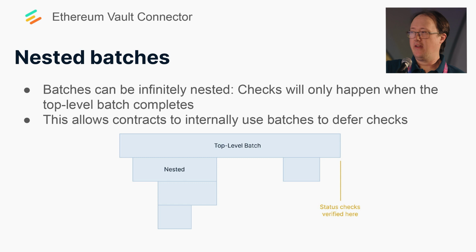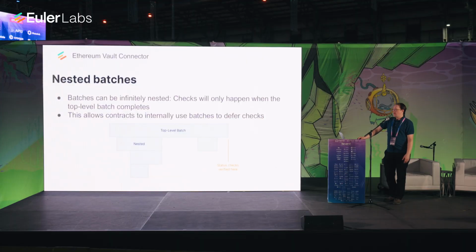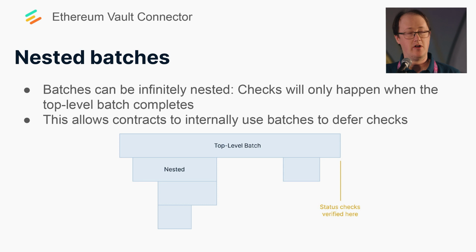Batches also support nesting, so that you can have batches created inside of another batch. The only reason this is really useful is so that contracts themselves can use batching for the purpose of the liquidity deferral, right? So you don't need any kind of special casing on your contracts to actually take advantage of that. It's just built in there. You just always create a batch, and you know that the checks will happen at the end of your batch or later, right? The EVC guarantees it'll happen eventually, okay?